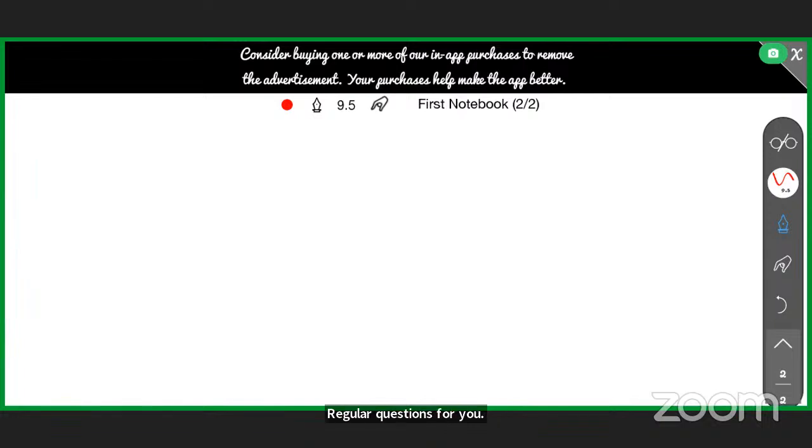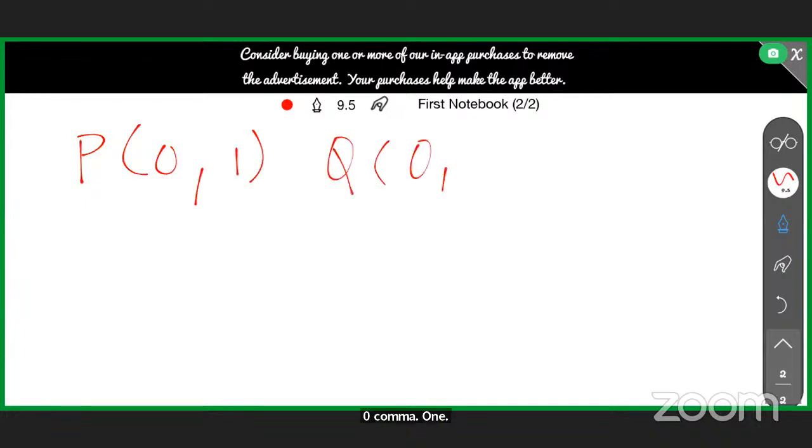P(0, 1), Q(0, -1), R(0, 2) are 3 points. Then the locus of S.